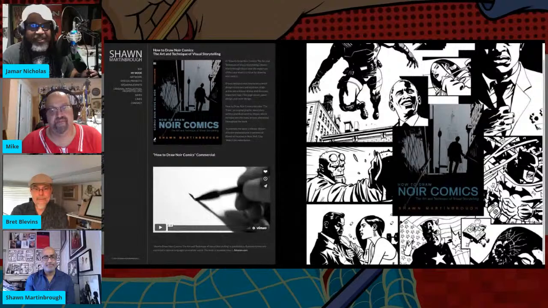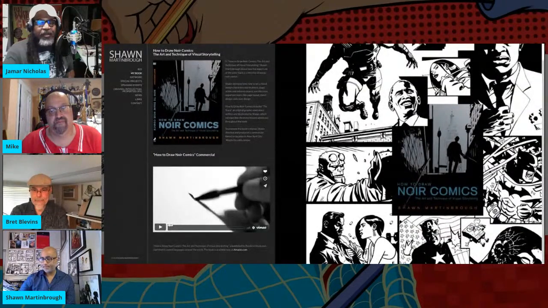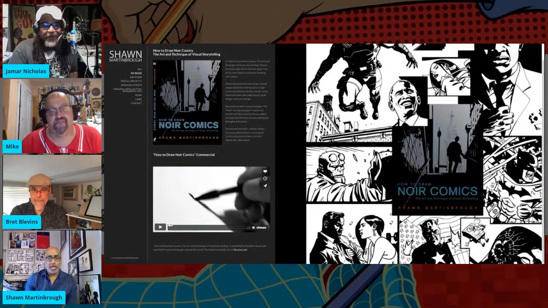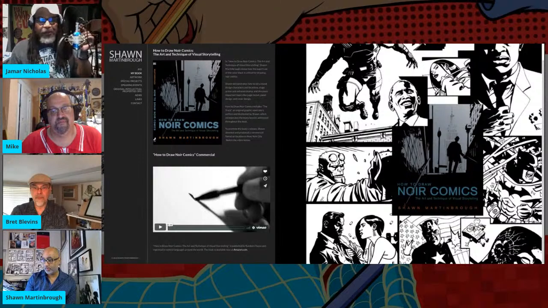I wanted to show the cover of your book, and thought maybe we could talk about that quickly. Sure. So Sean, what are we looking at? On the left-hand side, you have How to Draw Noir Comics, which is my art instruction book at the time. The image on the right is a gang page of various projects I've worked on. Can you talk a little bit about the book project?